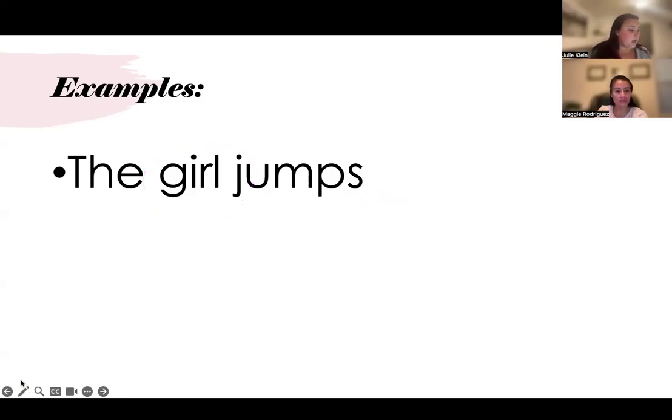We're going to try another one. Let's do: the girl jumps. Can you circle the subject for me? Girl. Perfect. And underline the verb. Perfect. So girl is going to be our subject. So remember, that's our oval. And then our verb is our square. So we're having fun talking about shapes and making great sentences.